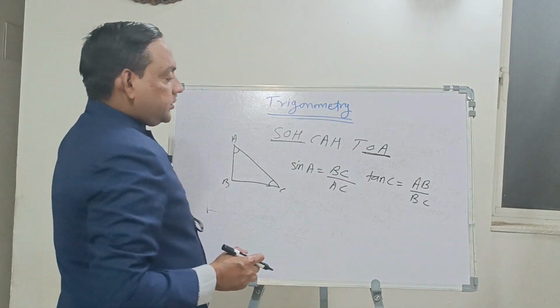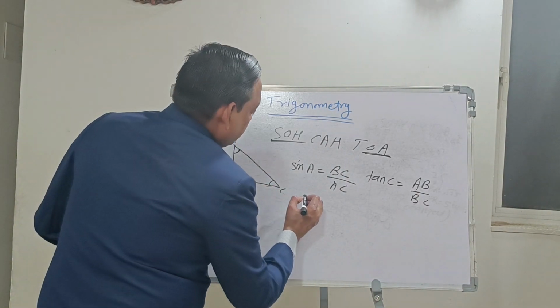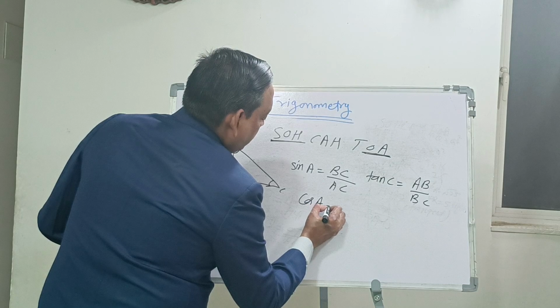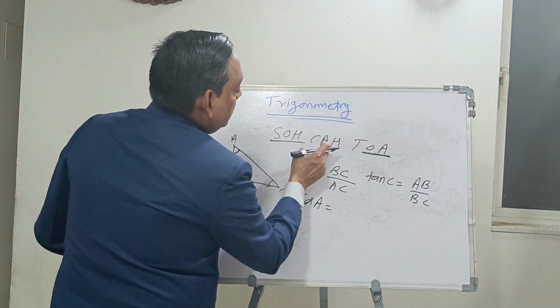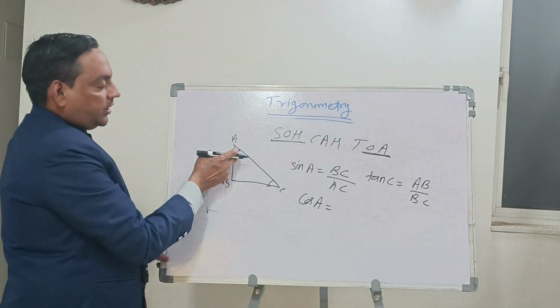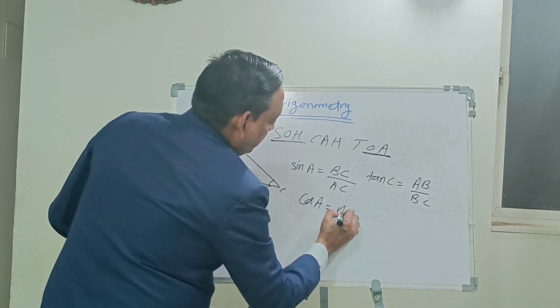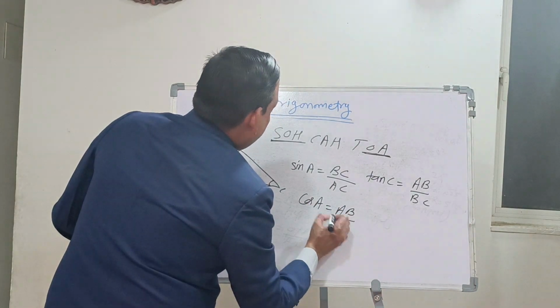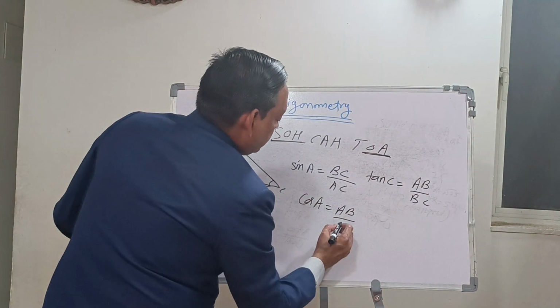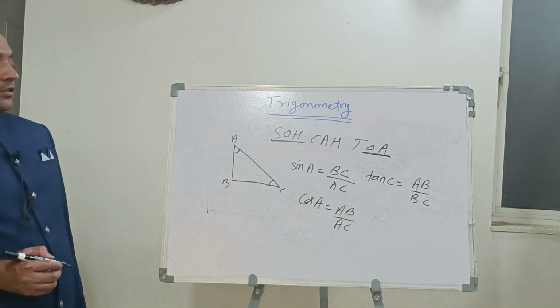In the same way, suppose they ask you for angle A, so cos A. Cos is adjacent over hypotenuse. What is the adjacent here? AB, upon the hypotenuse, which is AC. So cos A is equal to AB upon AC.